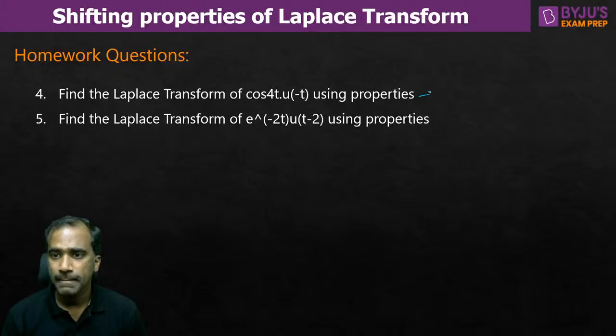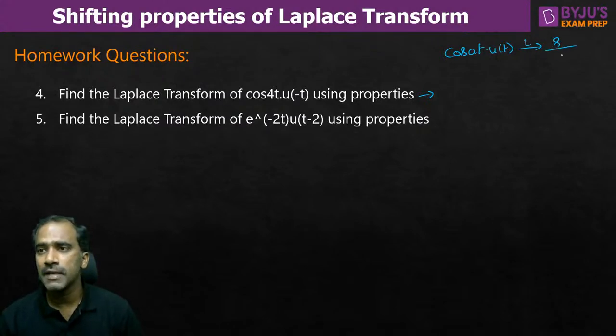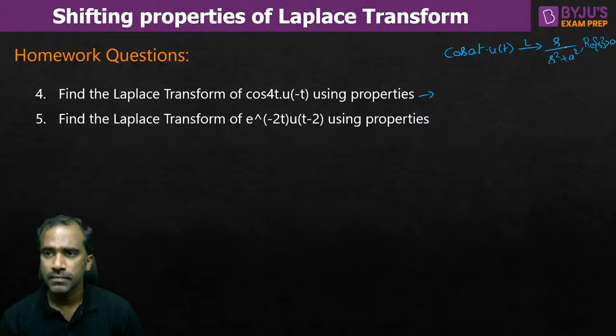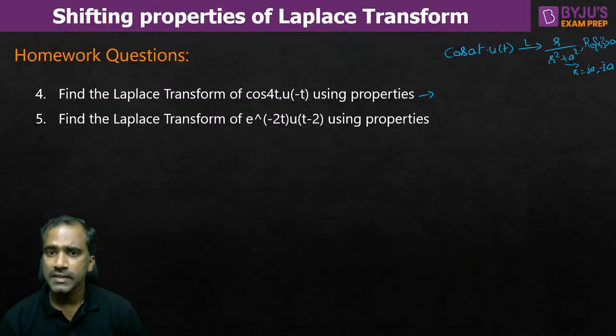Next, cos 4t into u of minus t. Let's do that. To do that, first write whatever Laplace transform you know that is close to this signal: cos at into u of t. That Laplace transform we did yesterday. What is the Laplace transform for cos at into u of t? It is s by s square plus a square, ROC is real part of s greater than 0, correct? There are two poles here, ja and minus ja. Now using this, let's find the Laplace transform of this function which is close to this.